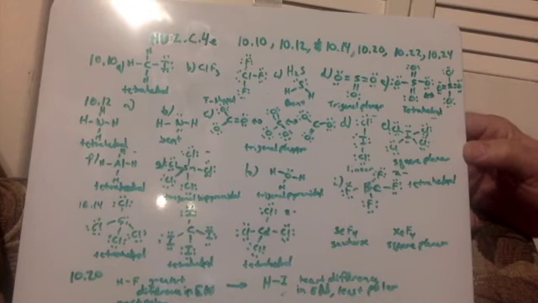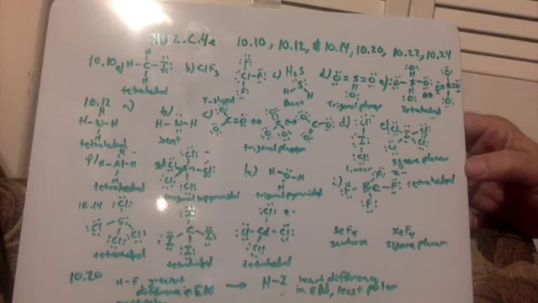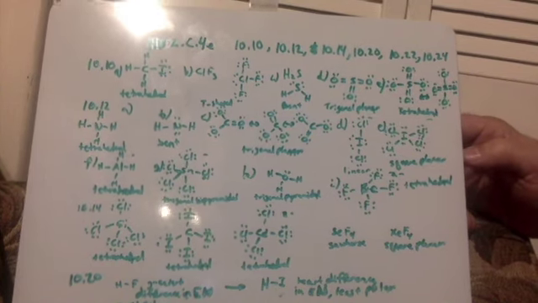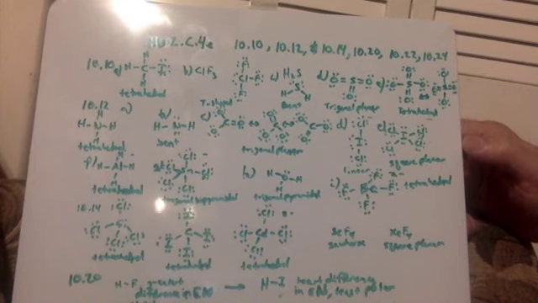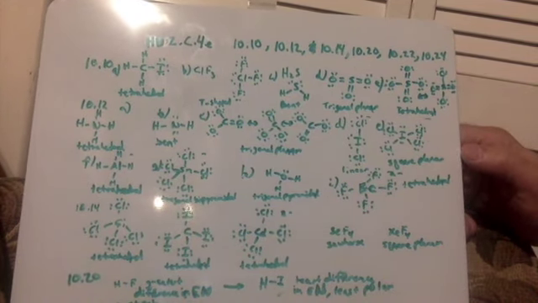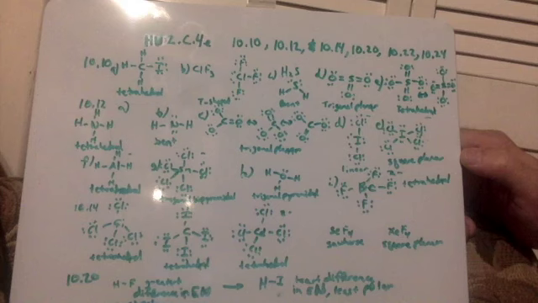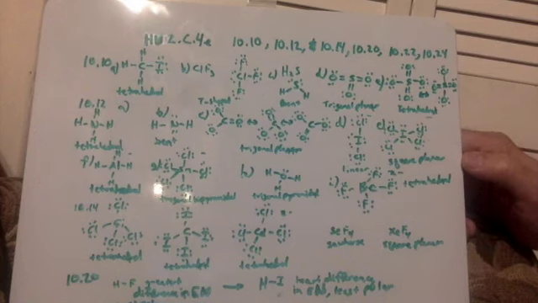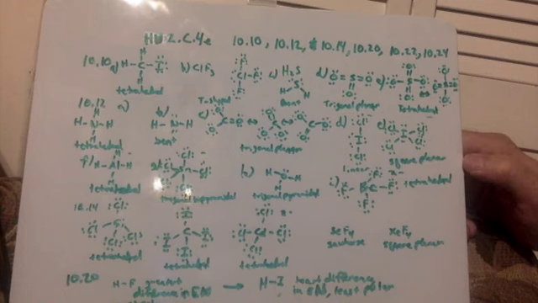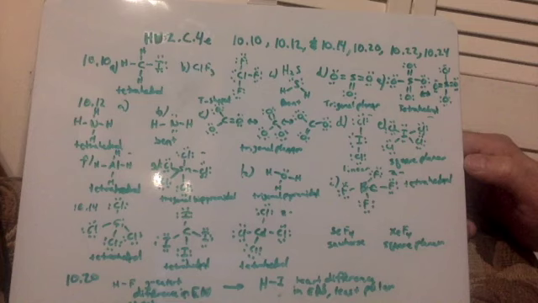This is the homework 2.C.4e. It's actually two sets of 3 questions, starting with 1010. We're supposed to find the shapes of the molecules. So if you draw out their Lewis structures, determine how many electron domains there are, and how many of those electron domains are either single or double or triple bonded atoms, then you can determine the shapes.